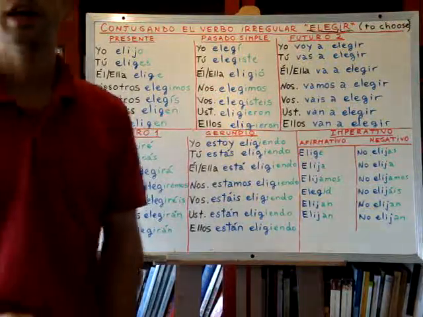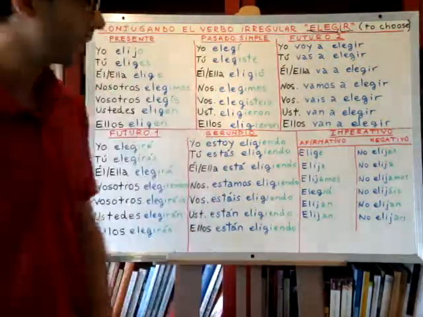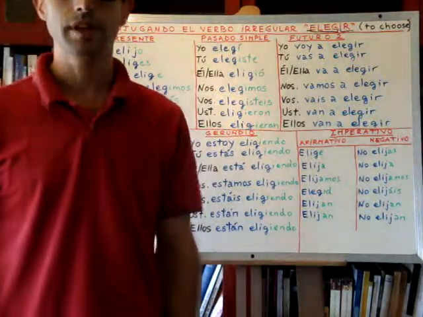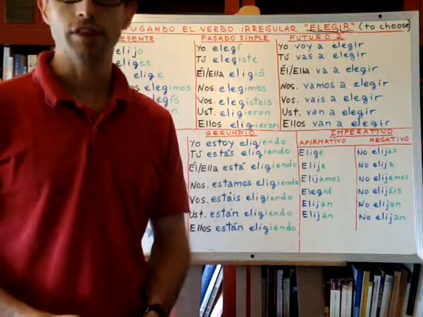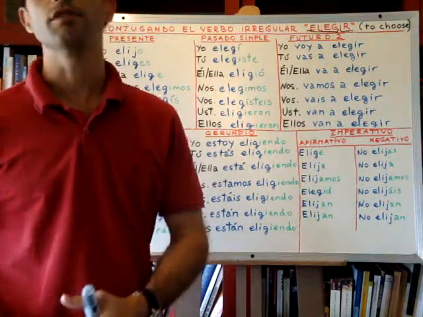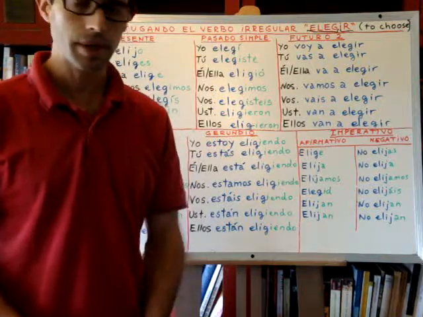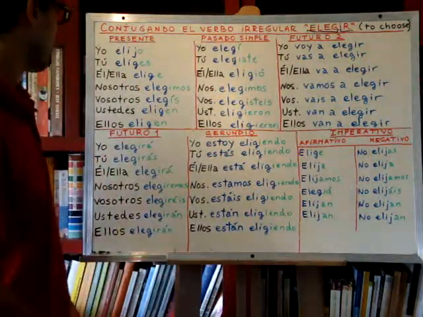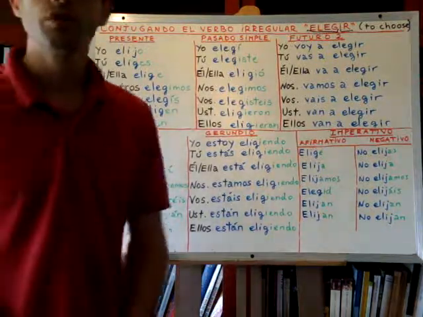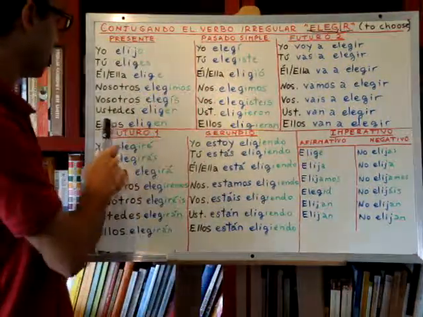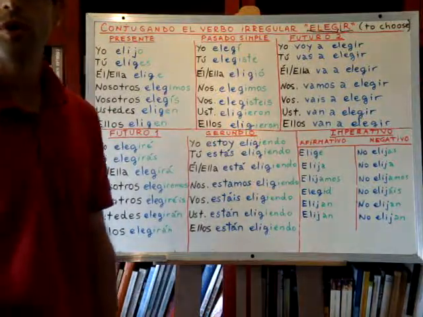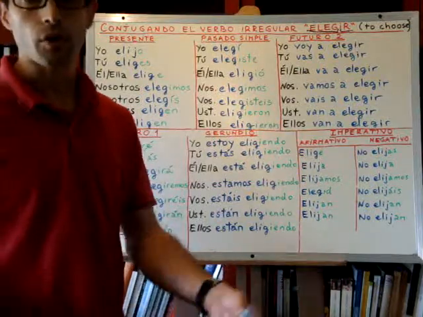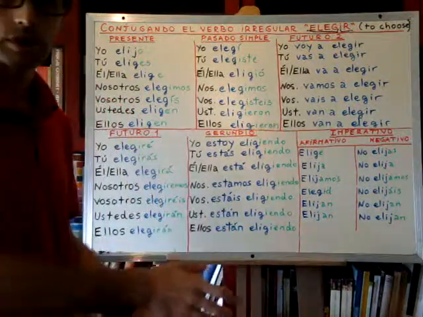If I want to say, I choose to stay, I will say, yo elijo quedarme, right? Quedarme, to stay, is a reflexive verb in Spanish, means to stay myself. Or to remain myself would be to stay. They chose red. Ellos eligieron rojo. Or they chose the red one. Ellos eligieron el rojo or la roja in the case of a feminine object, okay?